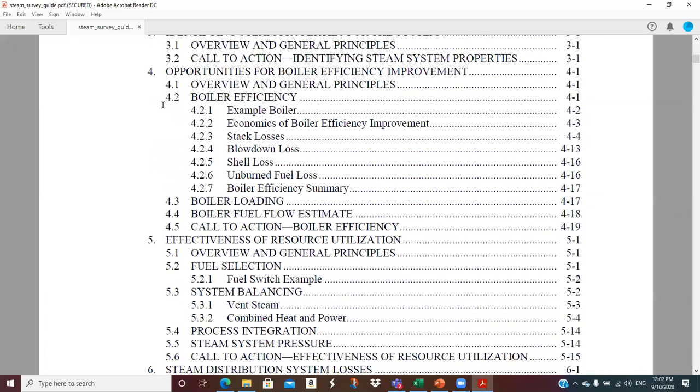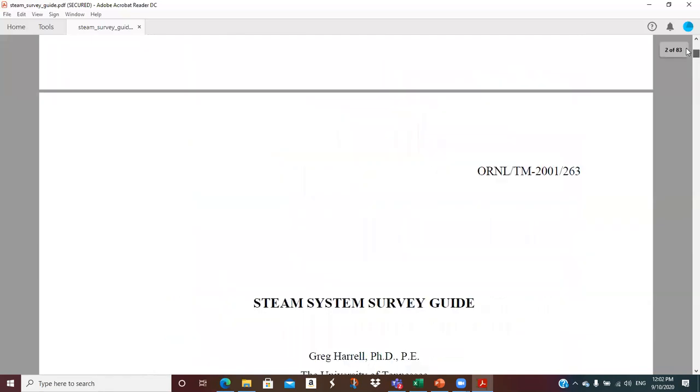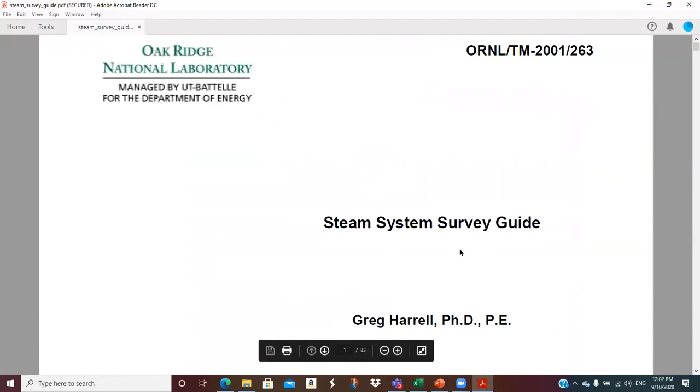Let's read in chapter 4, sections 4.1 and 4.2. So chapters 1, 2, 3 and sections 4.1 and 4.2. So let's start working on those. And the document is the Steam System Survey Guide. I think the title of the file is just Steam Survey Guide. But I can send it to you again, or this is also downloadable from the US DOE website. If you Google that, I think you could probably download it from DOE. It's been out there a while.